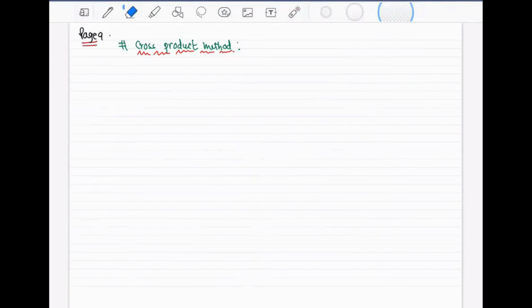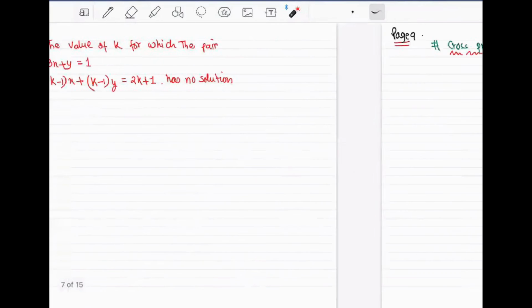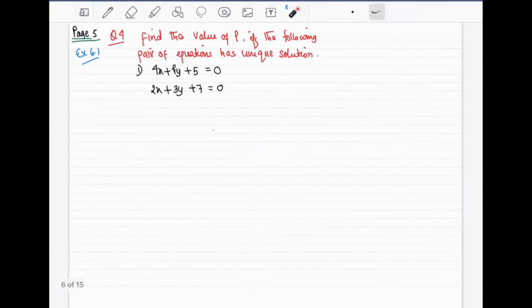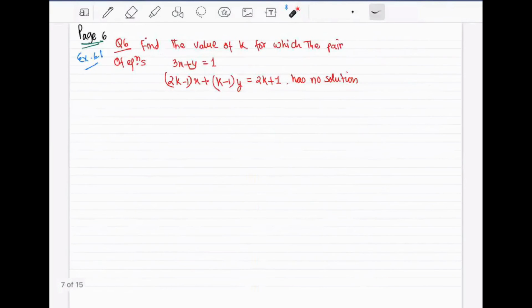Okay. Two questions that I have left out from exercise 4.1, I'm just bringing them up. Look, this is from exercise 4.1. I'm bringing up two questions, question number 4 and question number 6. Let's solve them. They're very important ones. This is a 2-mark question, very frequently asked.